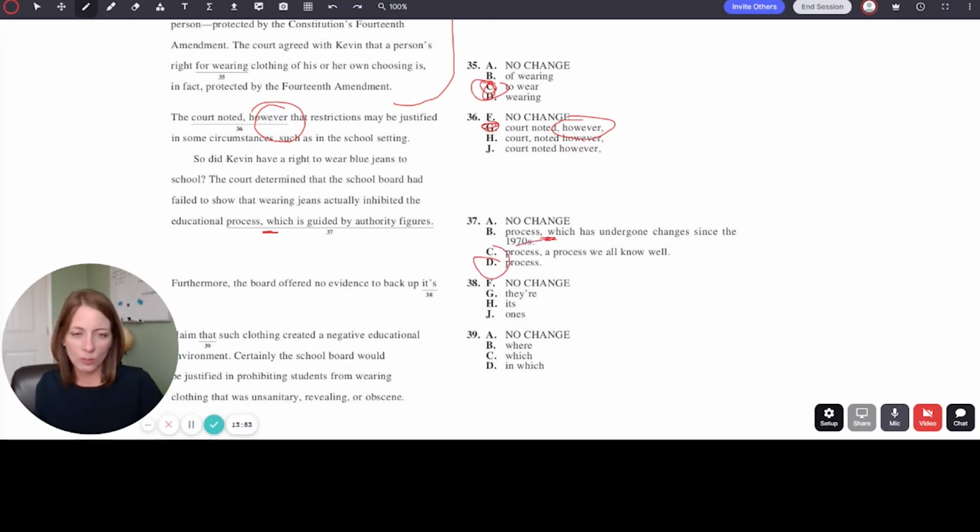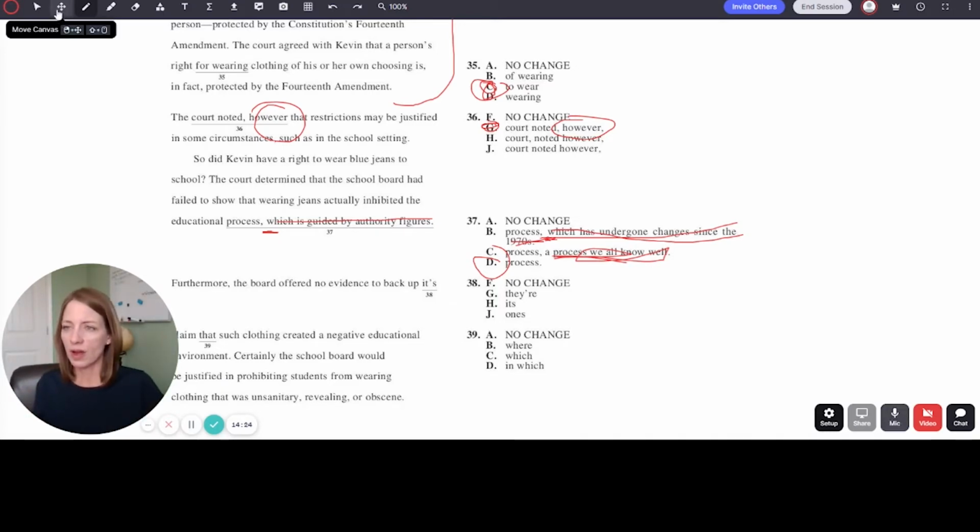because this whole "which undergone changes," that's a process we all know well. That's repeating, and this is off topic. Okay, irrelevant. And then "which is guided by authority figures," that's just throwing in an extra something. We just need to be straight to the point. Choose the short answer, D. Go for it with confidence.